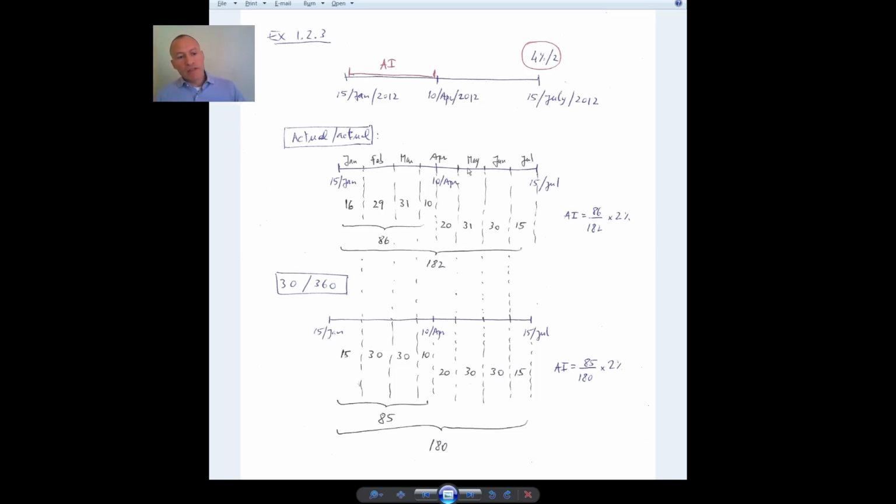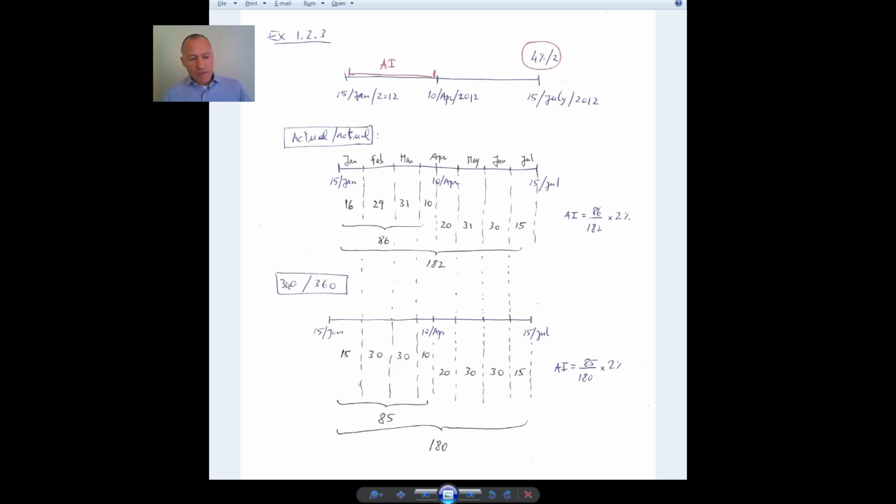Okay, and then I keep counting the remaining days until the 15th of July. So 20 more days in April, 31 days in May, and so on. So I get this whole amount of days for the full period, and that's the denominator of the accrued interest formula, right? So the fraction of this 2% that I get is given by this ratio.